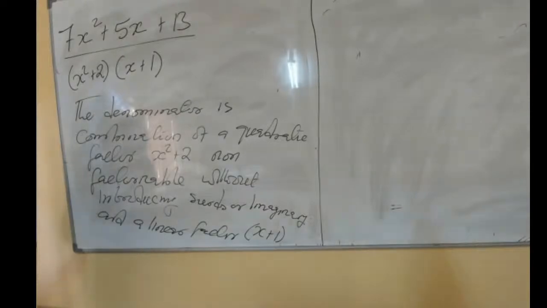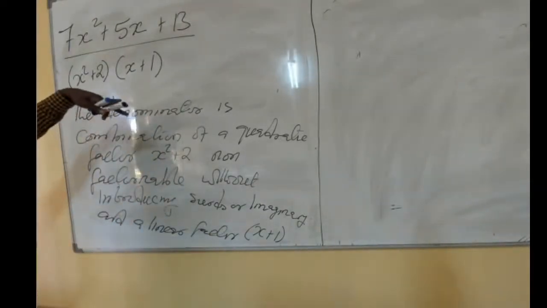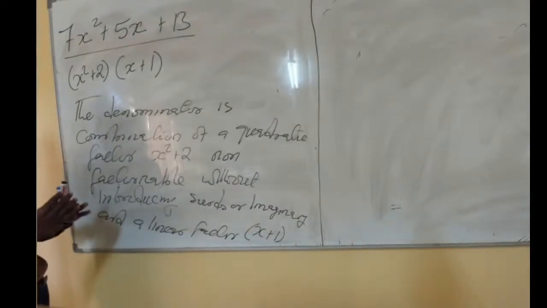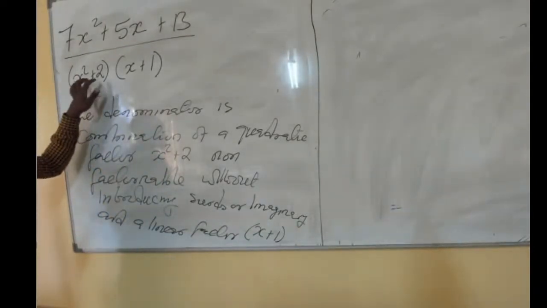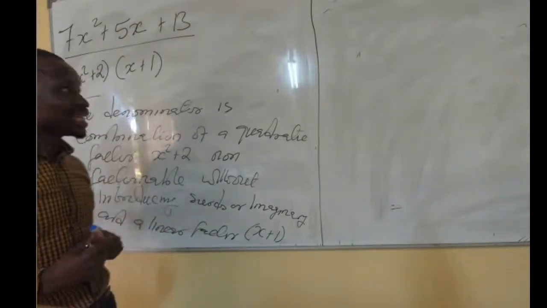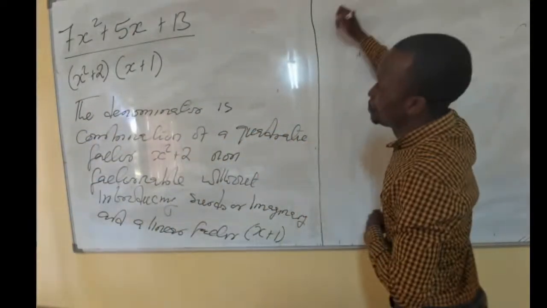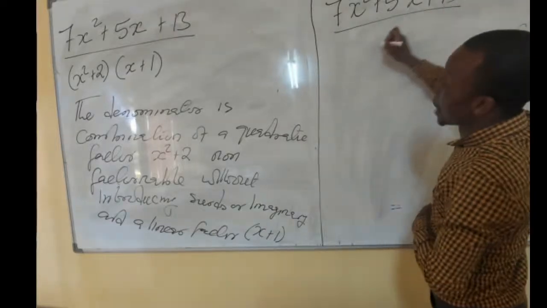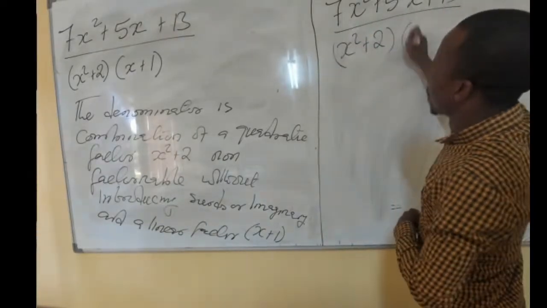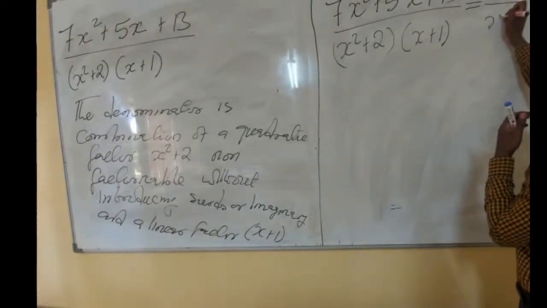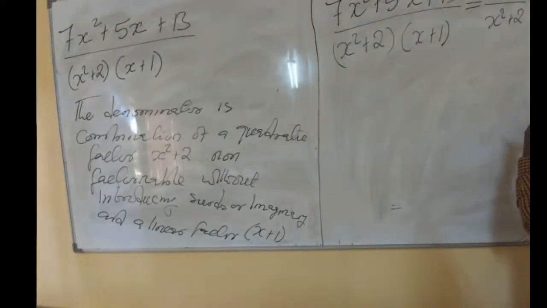So because our rational function is a combination of a linear factor and a quadratic factor which is non-factorizable without the introduction of surds or other imaginary, this means this expression which you are seeing here, 7x squared plus 5x plus 13, divided by x squared plus 2, then x plus 1, can also in partial fraction form be equal to a divided by the x squared plus 2, then plus b divided by the x plus 1. Oh, sorry.